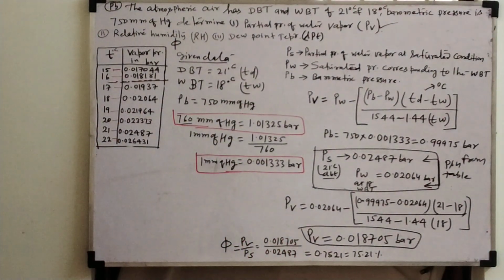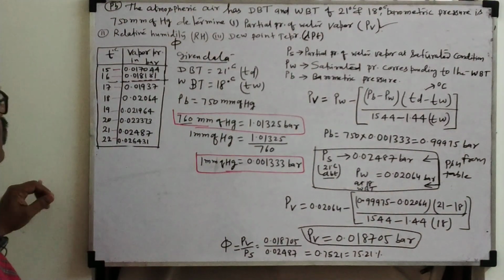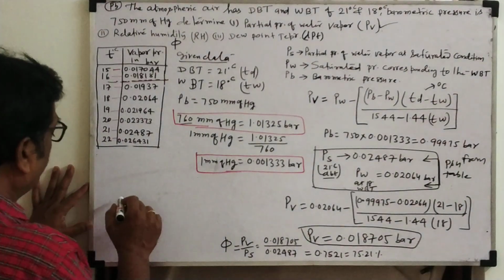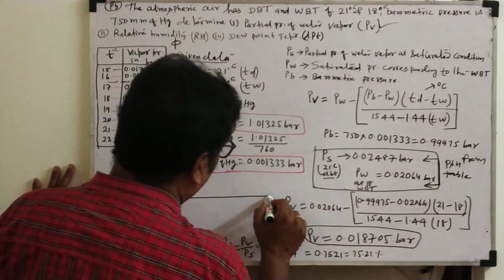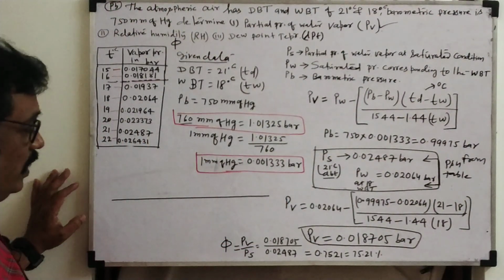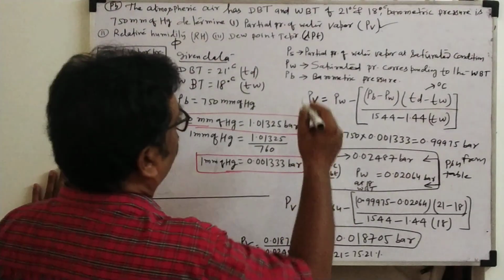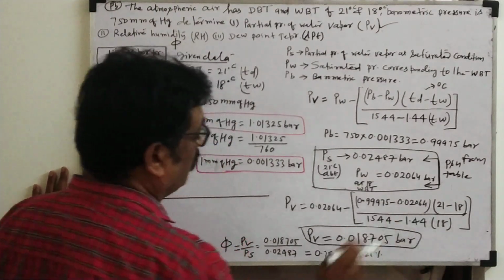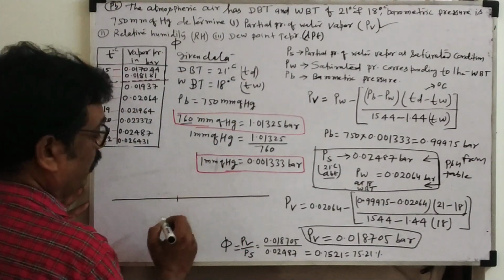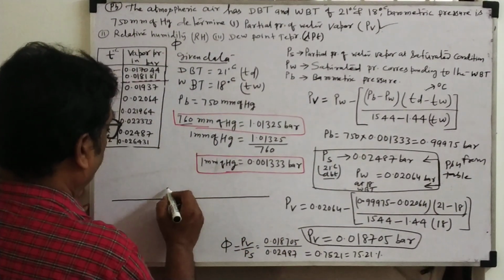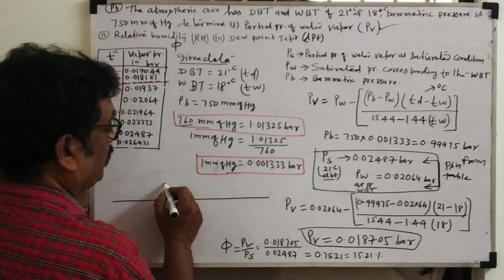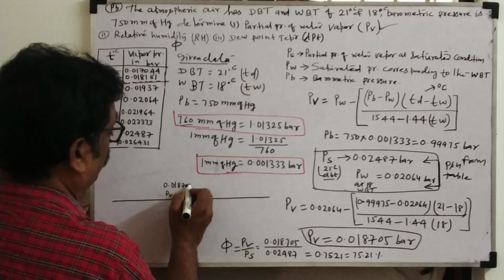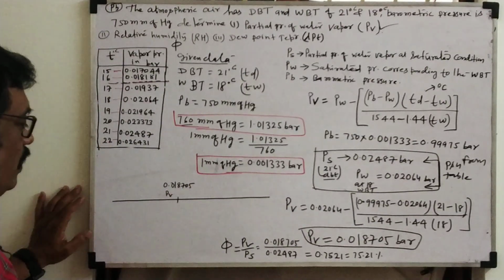Now what do we have to find out? Dew point temperature. For the dew point temperature we have one specific method, the interpolation method. We can calculate the dew point temperature, you see how. The dew point temperature value we get corresponding to the partial pressure of water vapor. What is the method? The PV value we got just now, write it here in the middle: 0.018705.